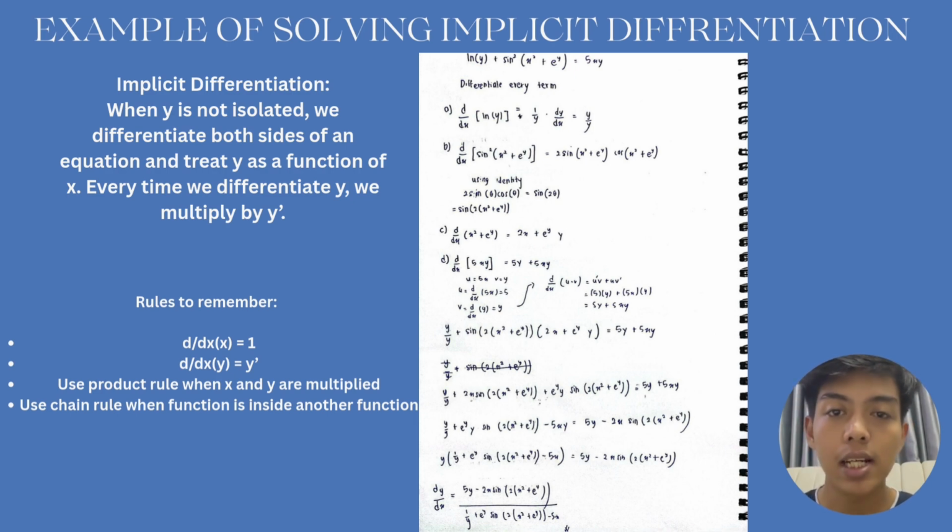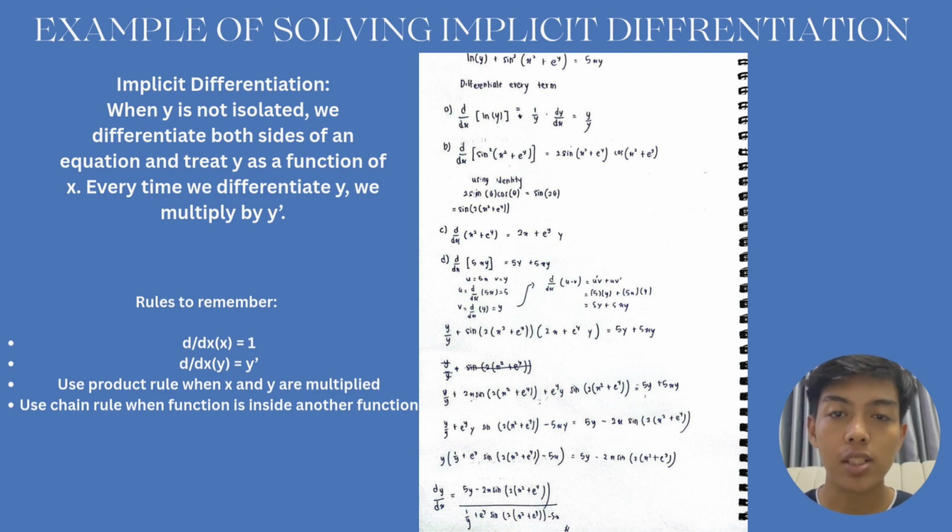If you realize, this answer is the same as the identity rule, which is 2 sine theta cos theta equals sine 2 theta. We just replace the theta with x to the power of 2 plus e to the power of y. So we will get the answer. For the third term, we have x to the power of 2 plus e to the power of y. We differentiate x to the power of 2. The power of 2 we bring to the front, and then we get 2x. e to the power of y we multiply with dy/dx and then we get e to the power of y times y prime.